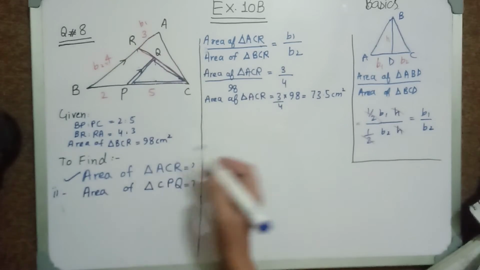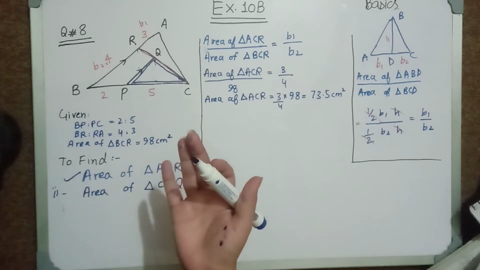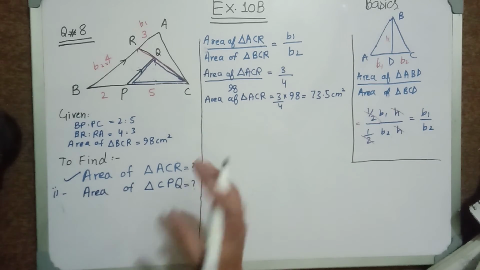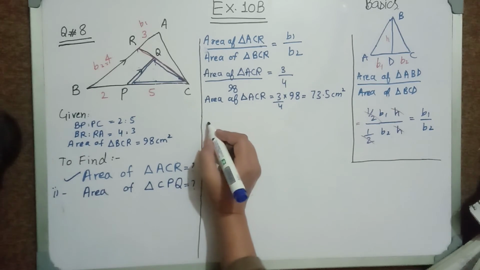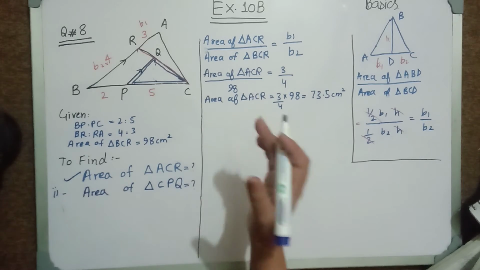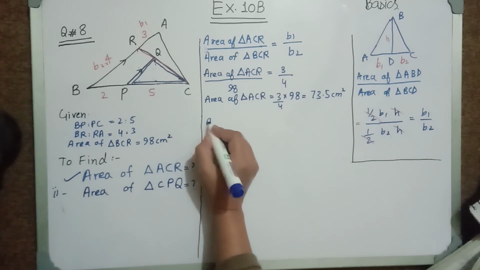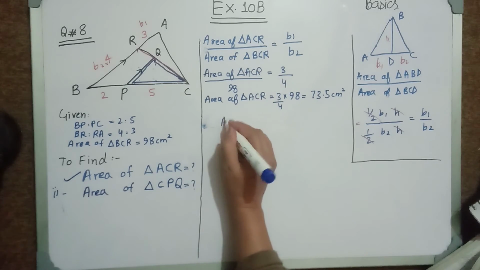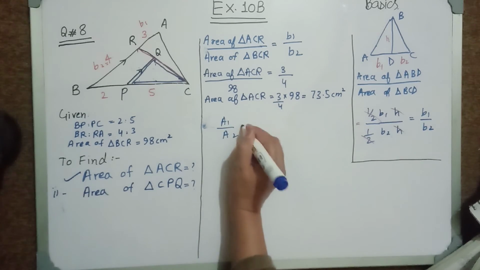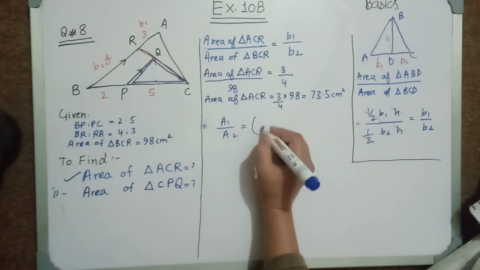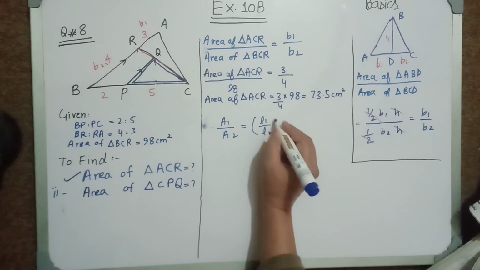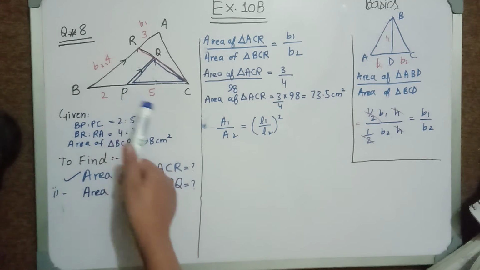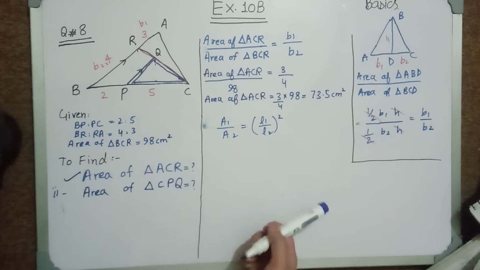So here I will use the formula that we used in the previous question of this exercise, that if we have two similar shapes, the ratio of areas A1 over A2 is equal to the ratio of lengths squared. So I will use this formula to find the area of triangle CPQ.